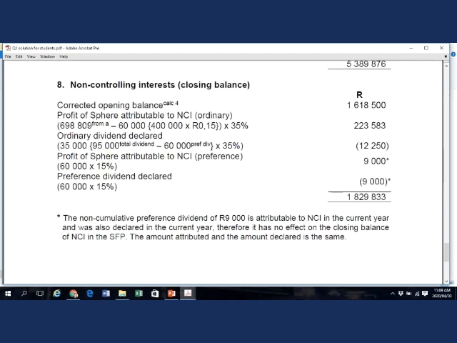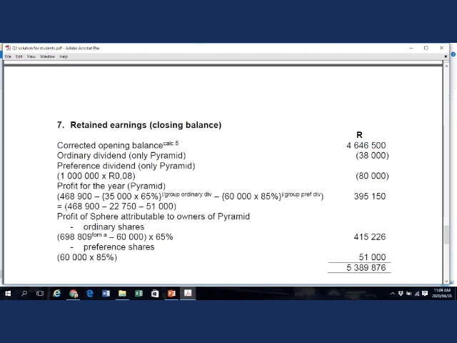So looking at the non-controlling interest closing balance calculation, just to bring it all together, we have now calculated the correct opening balance. This amount comes from the analysis as already discussed. This amount also comes from the analysis as already discussed. And this was discussed with regards to the preference shares. If all of this is considered, the correct closing balance for NCI is 1,829,833.